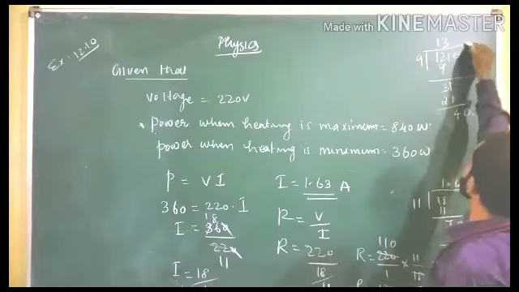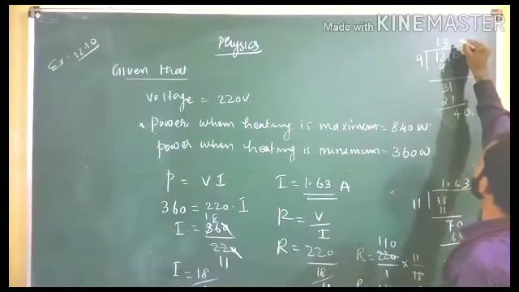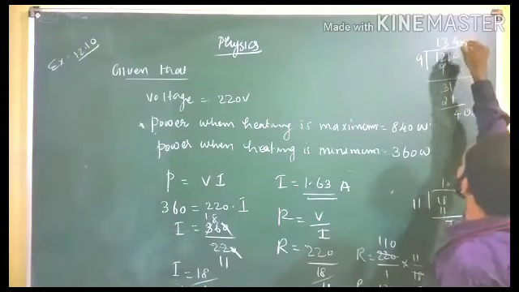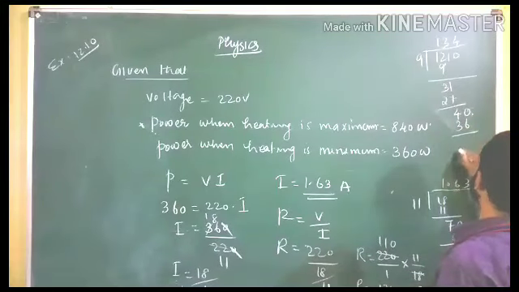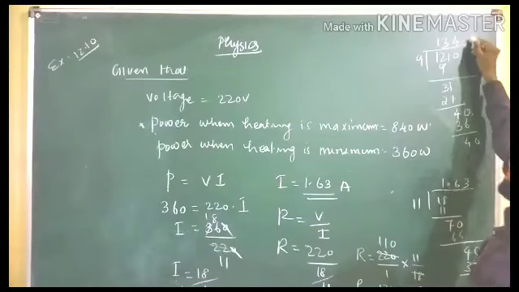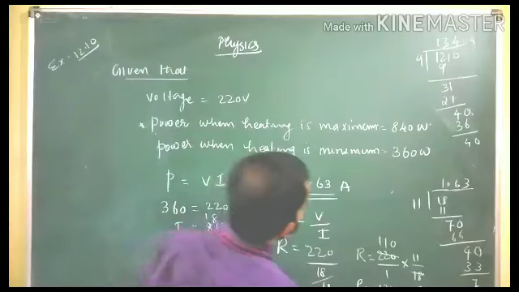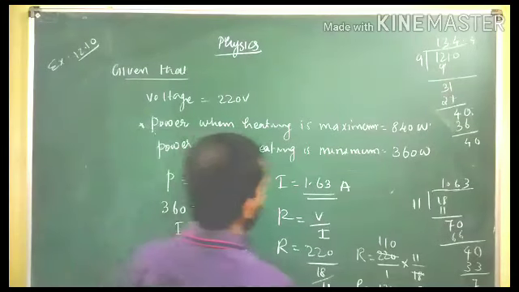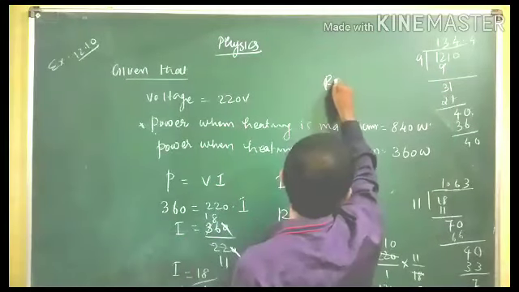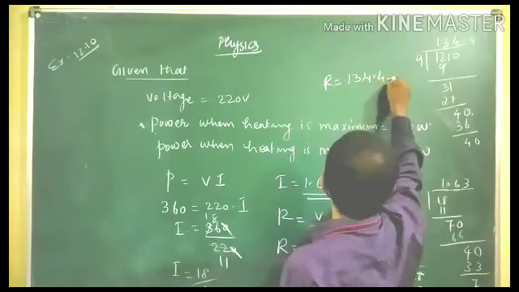So in 40, how many times will it go? That will be 4 into 9, 36. Then 4 left, 0, then that will be repeating. Okay. So this will be equal to 134.4 ohm. So the required R in the second case is 134.4 ohm.